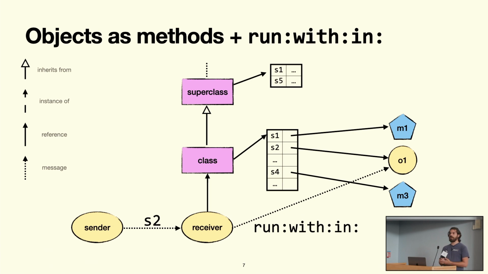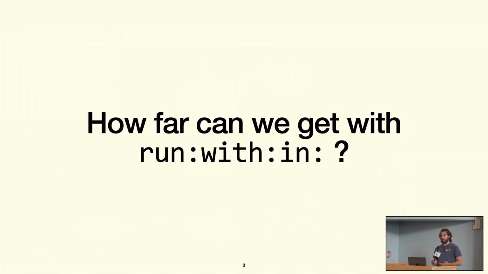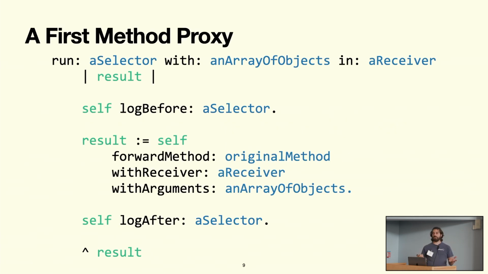So the question that we had with this student, with Bastien, was how far can we get with this mechanism? So okay, let's try it. We knew that we could build stuff. Actually, code coverage was traditionally implemented like this in Pharo, but we wanted to push it a bit further. So we started by asking, what is the first method proxy? The simplest one that we can do.